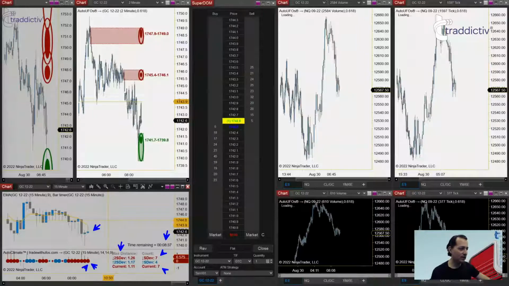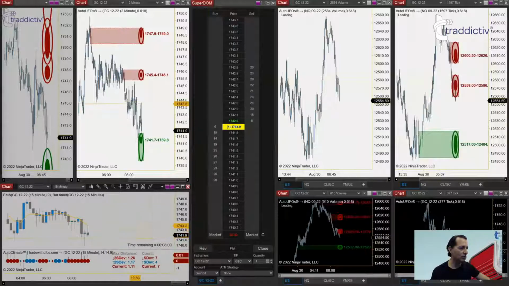Max distance, which is here, it's allowing us to take the trade because the maximum extension this market produced was 111, where 2 standard deviations is 126. So we haven't stretched all the way, and we still have 8 minutes to go. So all of this is giving us permission to take a trade.